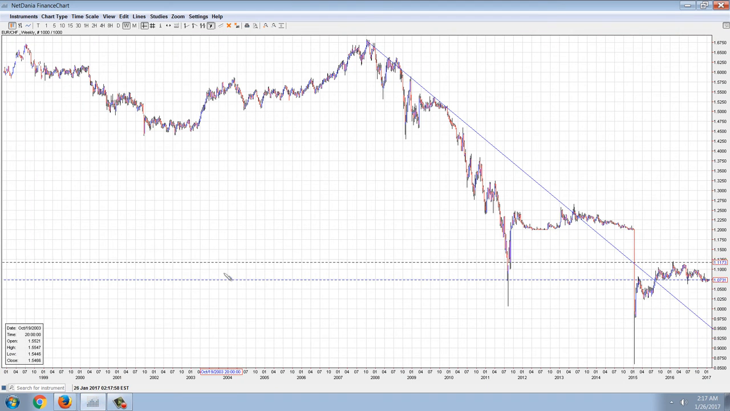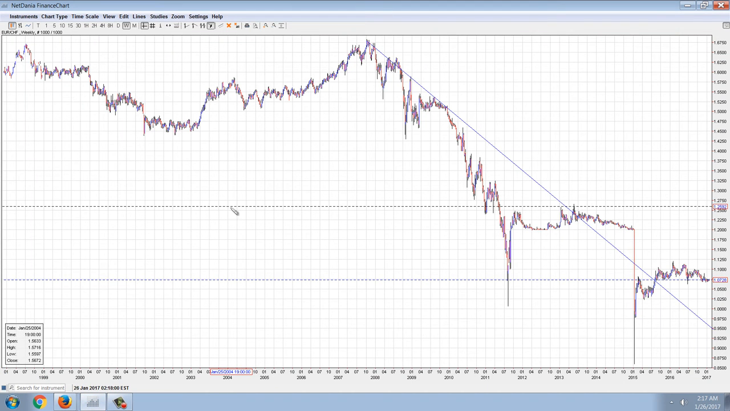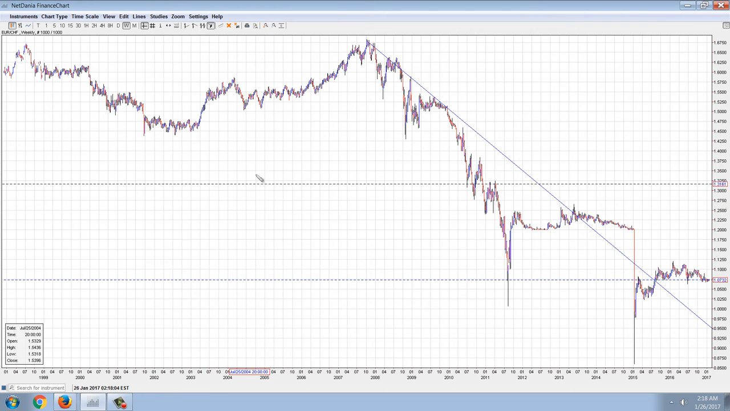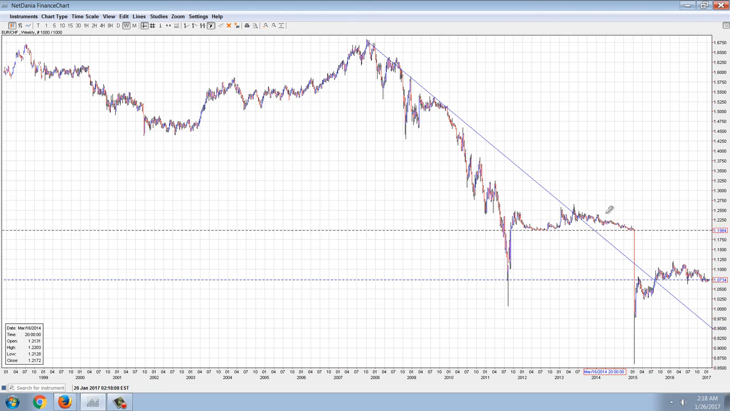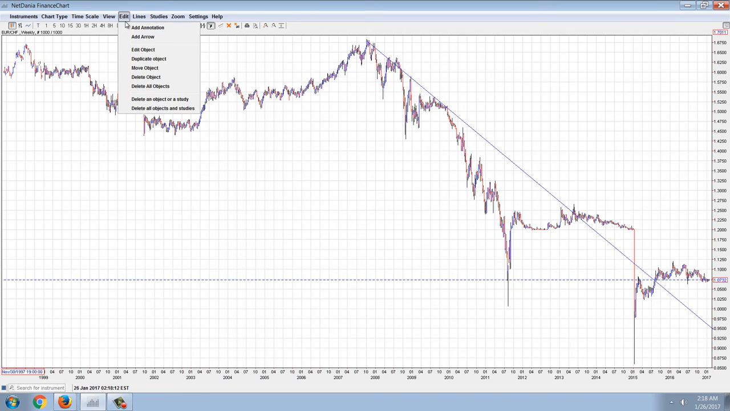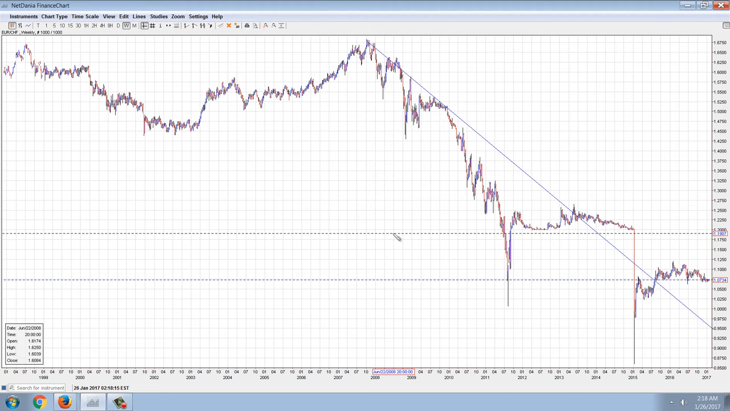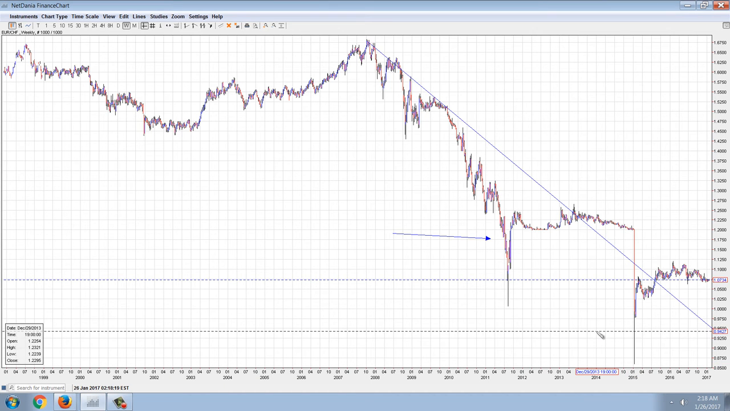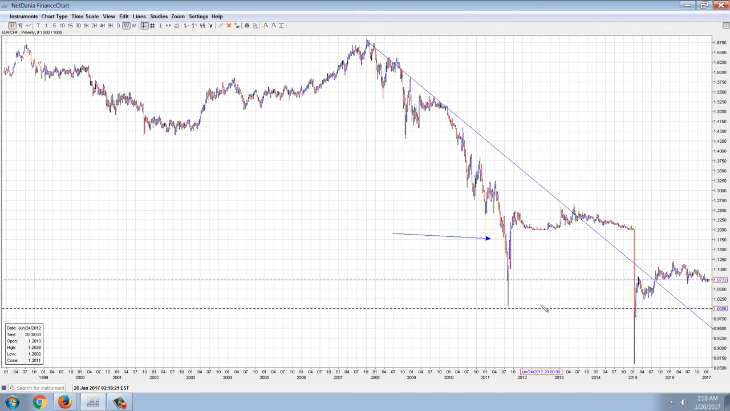Now let's jump over to the Netdania chart here. I drew in a chart. This is the Euro Swiss franc cross. And the reason why I drew this chart in, if you remember back in, I think it was mid-2011, it may have been 2012, but right about in here, this time frame is when the Swiss Central Bank decided to peg the franc to the euro.